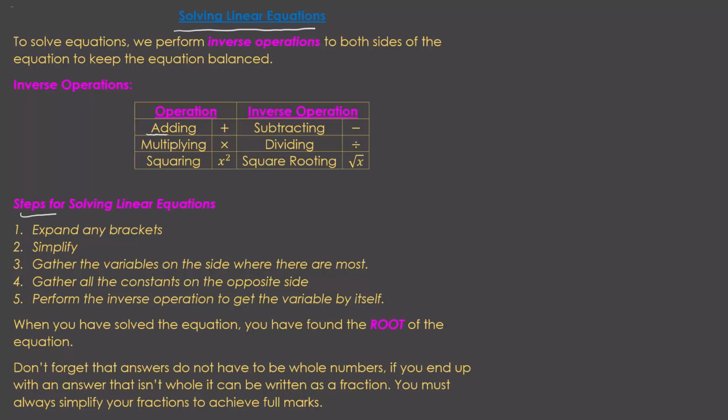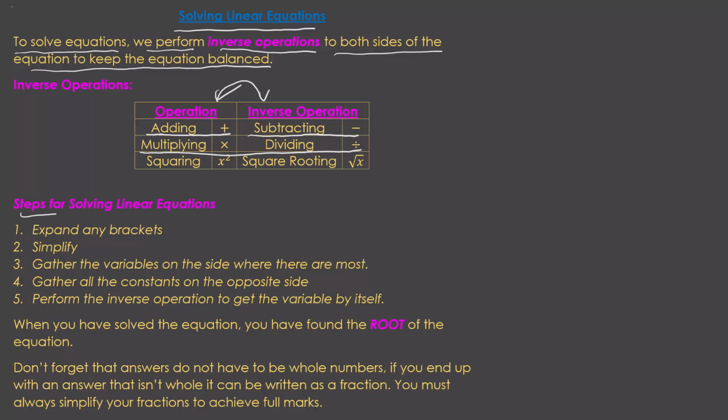Solving linear equations. To solve linear equations, we perform inverse operations to both sides of the equation to keep the equation balanced. So what do we mean by that? Well, if our operation is adding, the inverse operation is subtracting. And of course that works both ways round. If the operation is subtracting, the inverse is adding. So the same is true for multiplying and dividing.